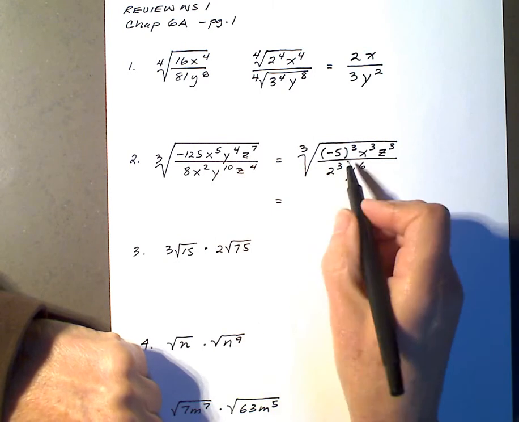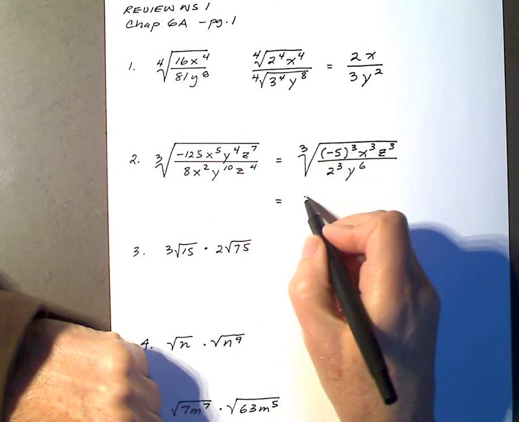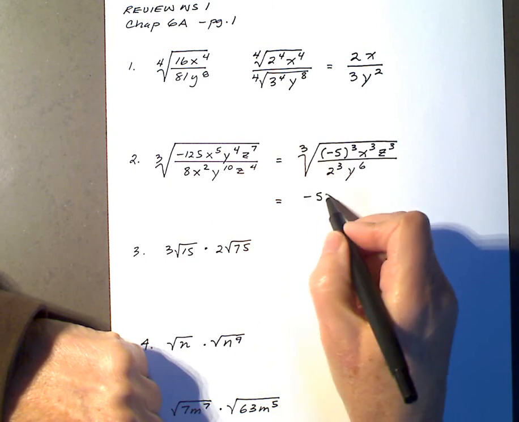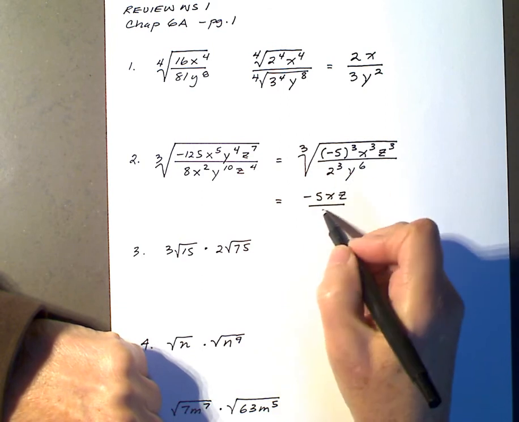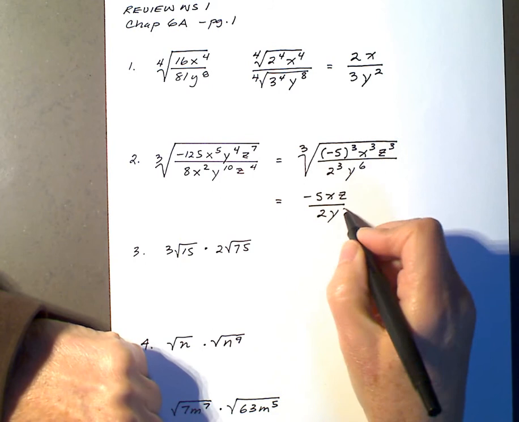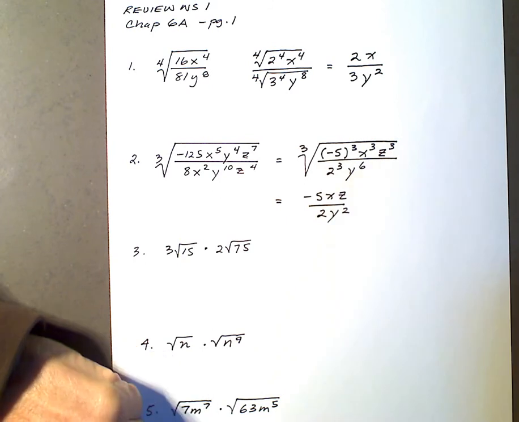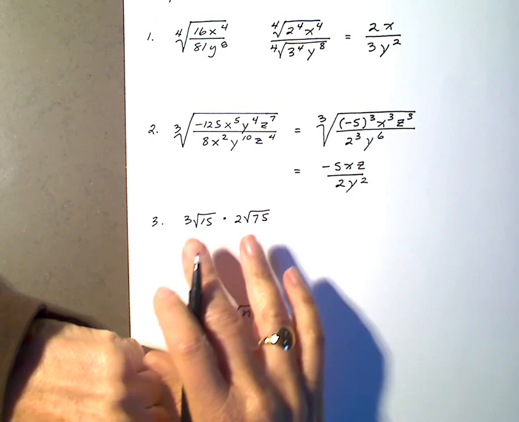I'm going to have in the numerator, a negative 5 comes out, an x, and a z. And in the denominator, a 2, and then a y to the 6 divided by 3, a y squared comes out. So that's that. For number 3, I'm multiplying together 2 square roots.